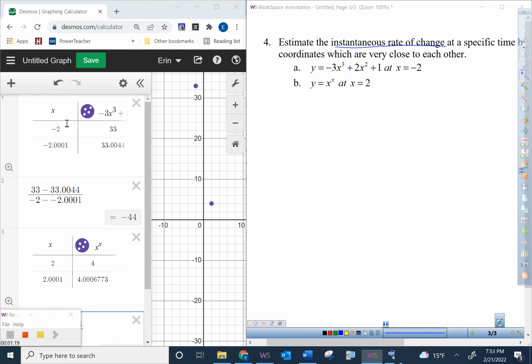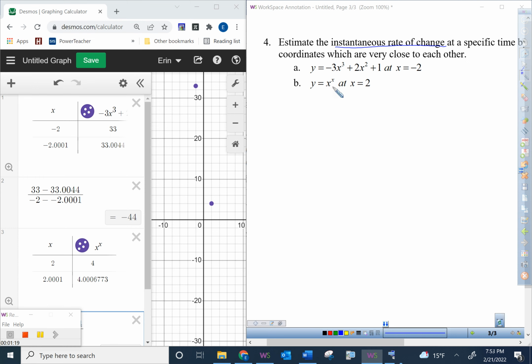Okay, but with your table here, the two numbers I chose were -2, again the one that they gave me, and then something really close. So what I do is just put 3 zeros and a 1. Okay, that makes it just barely beside that -2. And then we're subtracting those numbers, dividing by the difference, just our slope formula, and simplifying. Okay, so that's that -44.